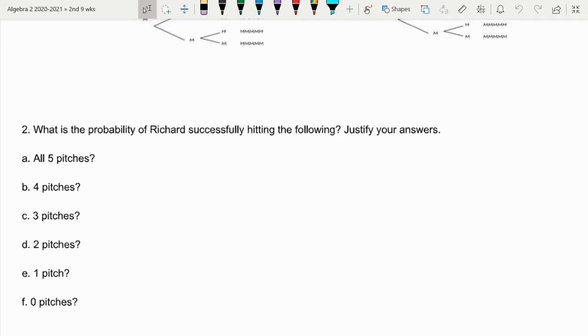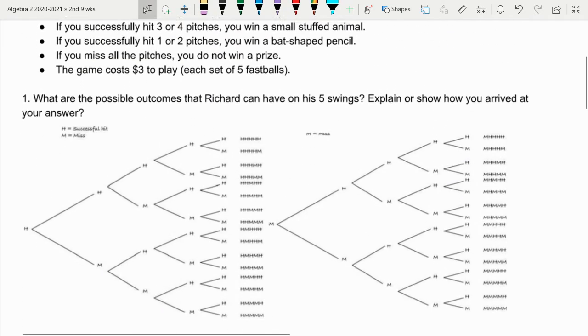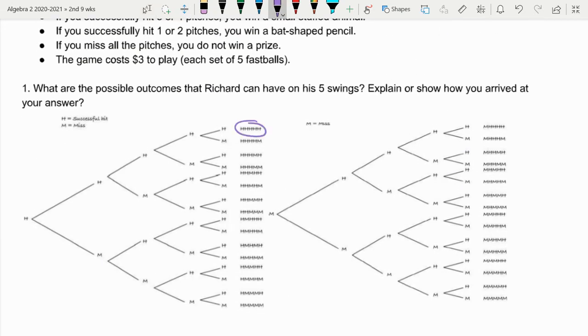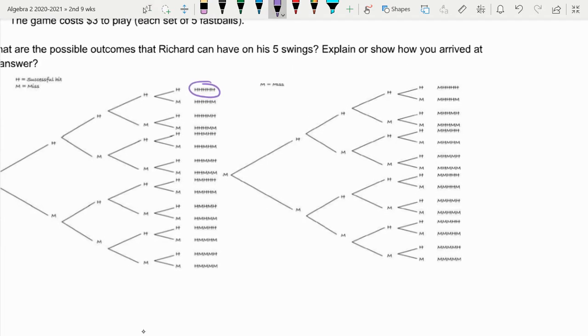So what's the probability Richard successfully hits the following? Justify your answers. If he hits all five pitches, I'm going to put the probability of five hits, or five H's, in there. If you count the ends of the tree, we only have one outcome where he hits all five. That's one. And if you count all the different combinations, you get 32 total outcomes.